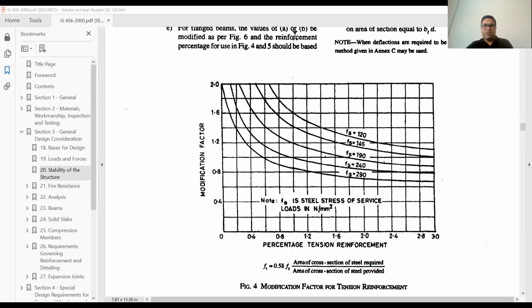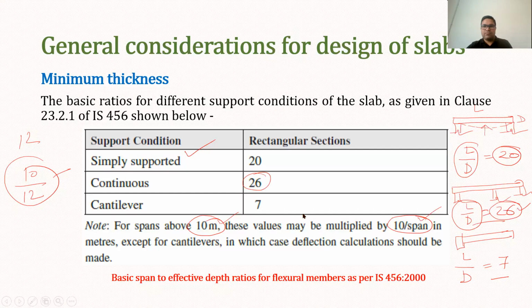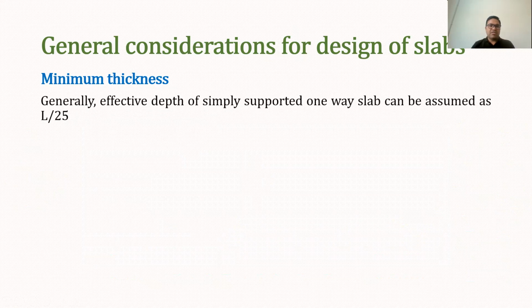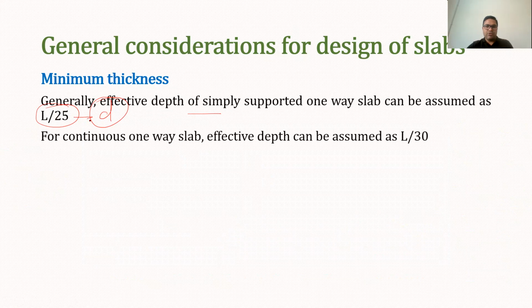With this discussion, you can see that our thickness of slab is dependent on the deflection criteria. So now again, I will go to the slide. So that is the discussion. And as I said, generally the effective depth of a simply supported one-way slab can be assumed as L by 25. With this, we can initially calculate the value of D. And for a continuous slab, it will be L by 30.